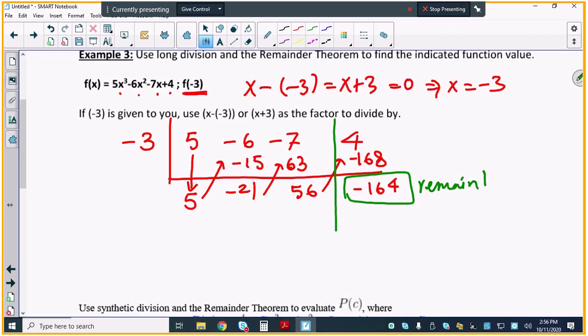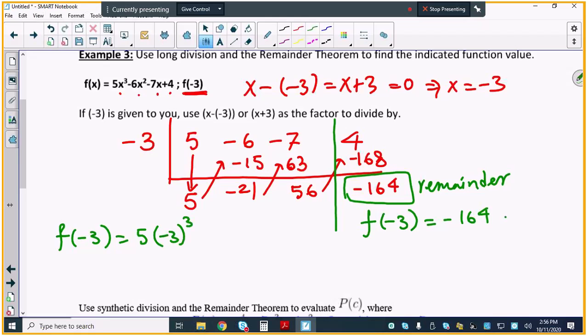What does it also say? You wanted to know f of negative 3, and that should be negative 164. You can also find this value in a little different way. Remember, to find f of negative 3, all I needed to do is replace x by negative 3. So let's try doing that to see whether I have done this work right.